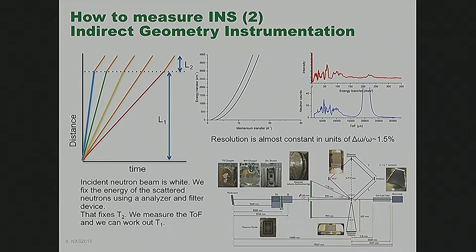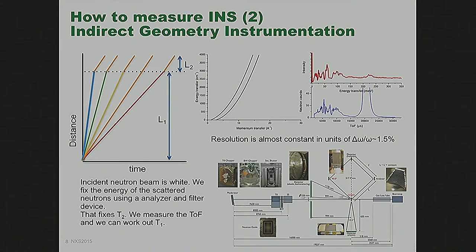This is not the only way that you can measure the energy transfer. You can also measure it using what we call indirect geometry instrumentation. The modus operandi of this instrument is like this. You have your sample at a certain position, and you allow all neutrons to hit the sample, neutrons of different velocities, different energies. And instead of monochromating the incident beam, you monochromate the outcoming beam after the scattering event.